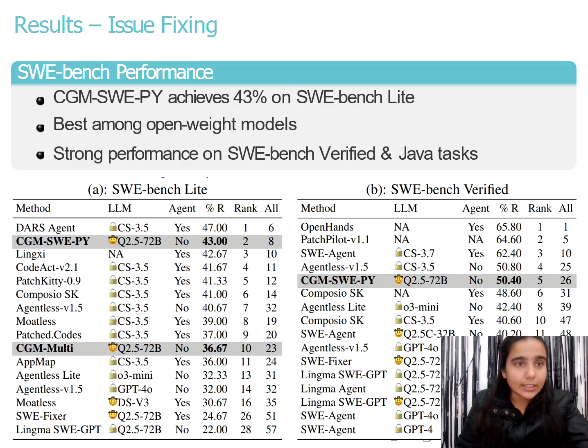As you can see here in the results, CGM-SWE on Python achieves 43% on SWE-bench Lite. This was the best among all the open-weight models available. Also on Java, we had around 14%, basically double the agent there, and on Verified it was around 50%. So this gives us very good results across all the statistics. I'll just hide my video for a while. These were all the results that we got.